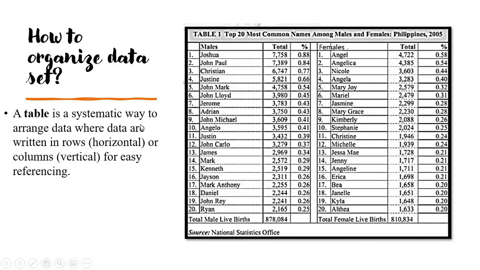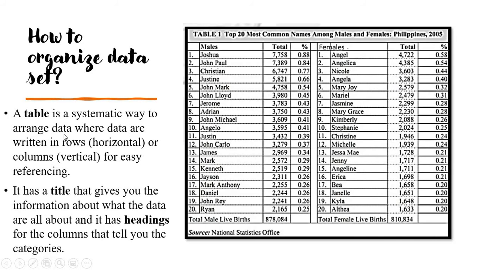It is a systematic way to arrange data where data are written in rows, yung horizontal, yung pahiga, or columns, vertical, yung mga patayo, for easy referencing. Diba? Pag may table, madaling makita kung ano yung hinahanap natin. So, pag may table tayo, of course, it should have a title that gives you the information about what the data are all about. And it has headings for the columns that tell you the categories.